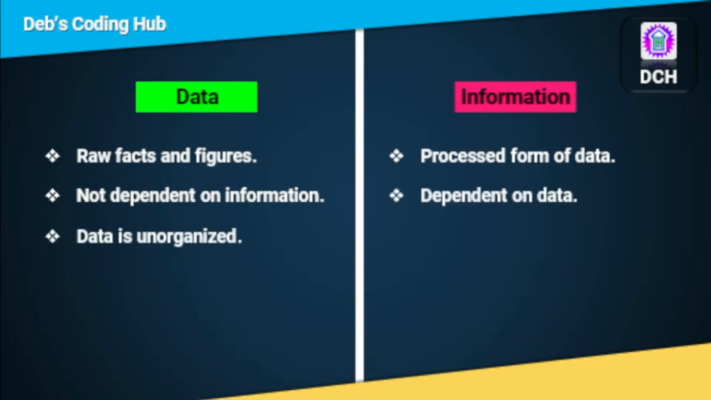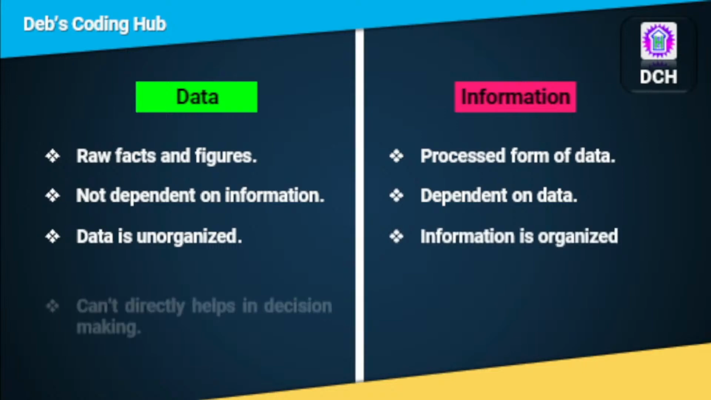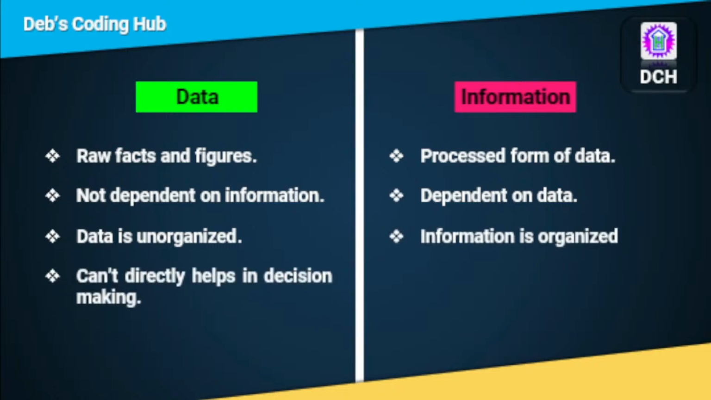Next, data is unorganized. It is not meaningful and it is not organized properly, but information is organized. Data can't directly help in decision making because it has no complete meaning, whereas information has complete meaning, thus it can be used for decision making.